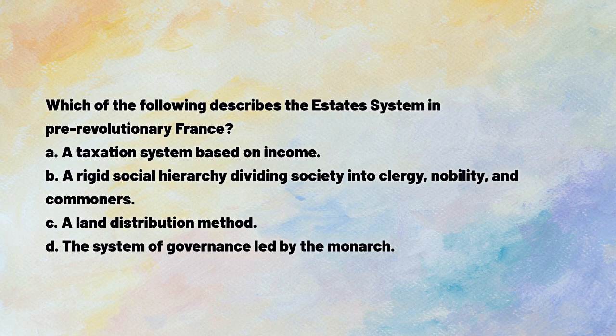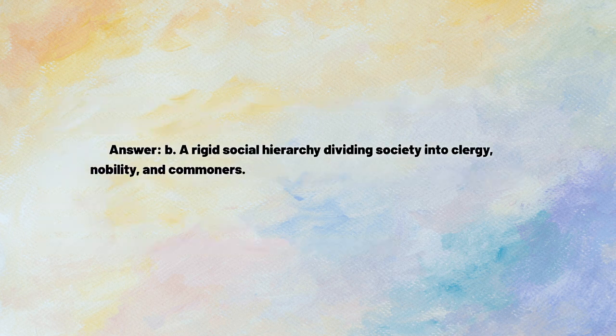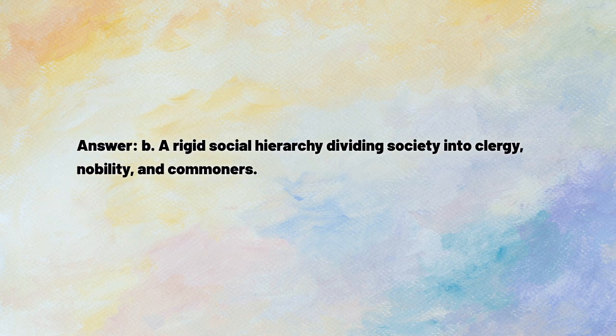A. A taxation system based on income. B. A rigid social hierarchy dividing society into clergy, nobility, and commoners. C. A land distribution method. D. The system of governance led by the monarch. Answer: B. A rigid social hierarchy dividing society into clergy, nobility, and commoners.